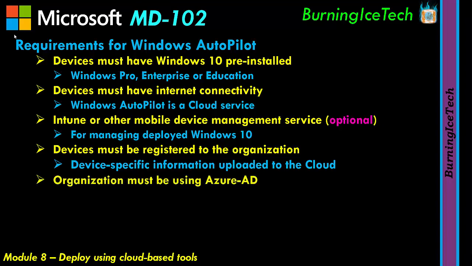Organization must be using Azure Active Directory. You'll find that nowadays, I think they call it something else. I think it's called Entra ID. So if you go into the Azure portal very recently, instead of it being called Azure Active Directory, it's now called Entra ID. Yep, I kid you not. So Microsoft can't seem to make up their mind as to what they call this. One day it's called Azure Active Directory, the next day it's called Entra ID. So your organization must be using that.